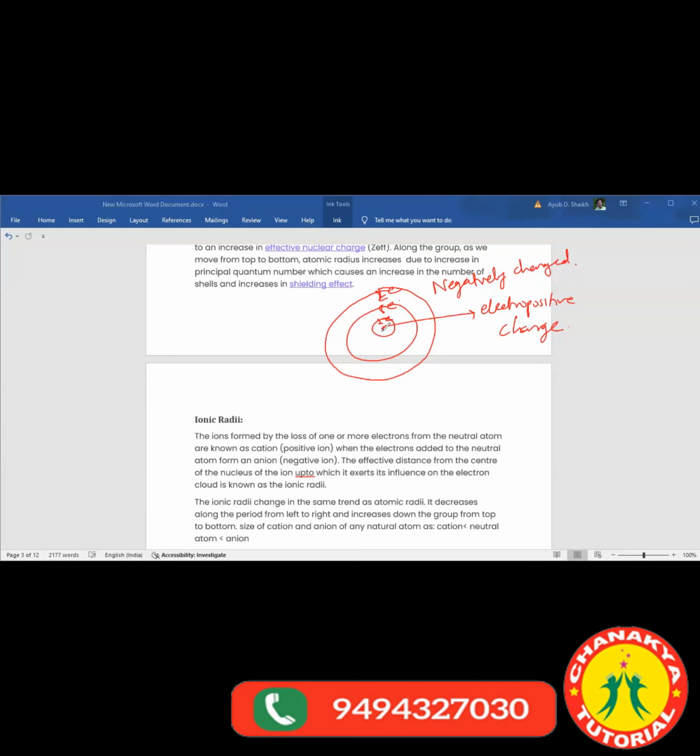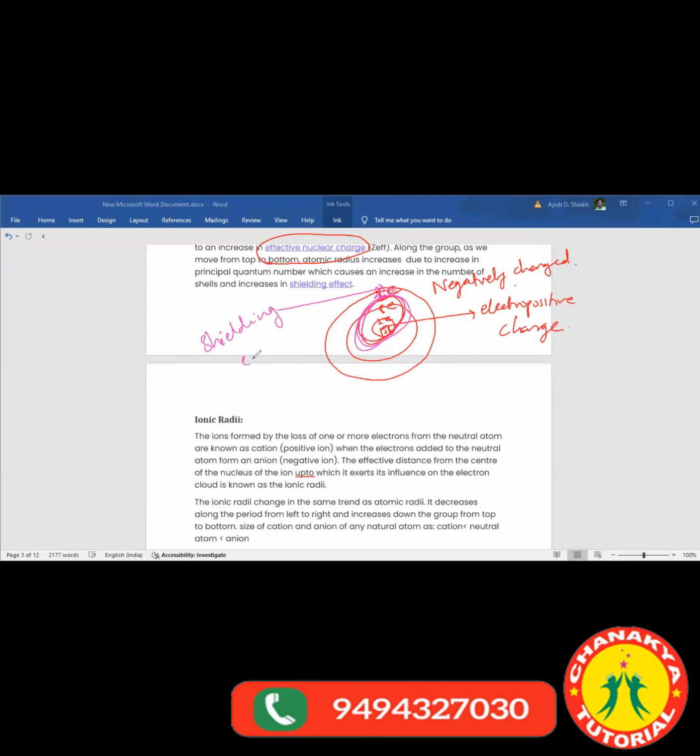Now, the number of protons and the number of electrons carry the same charge. However many protons are present in the nucleus, that many electrons would be influenced by the effective nuclear charge. Suppose there are 10 protons, so only 10 electrons would be affected. But these 2 electrons are not under the influence of the nuclear charge, so they get shielded. This is called the shielding effect.